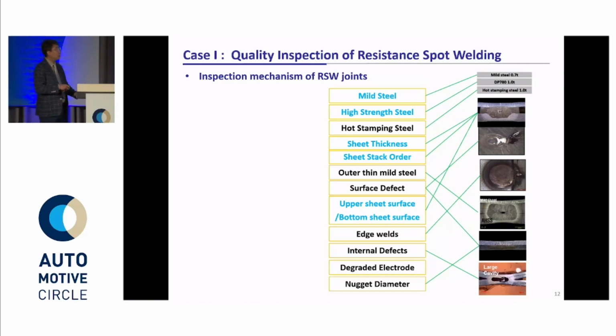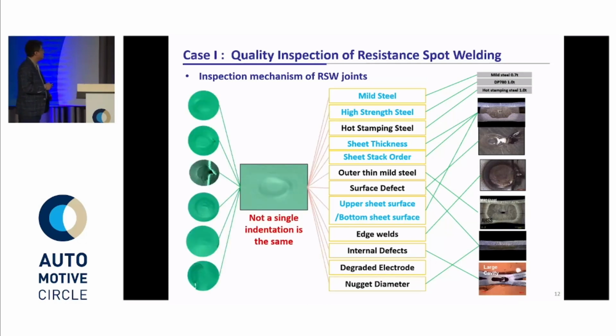With this complexity, the indentation of the weld on the surface, not a single indentation is the same. That's the issue. You can see from here, a great variety of different types of indentation can be formed, and the challenge is how we can isolate these indentations and correlate them with the nugget diameter.